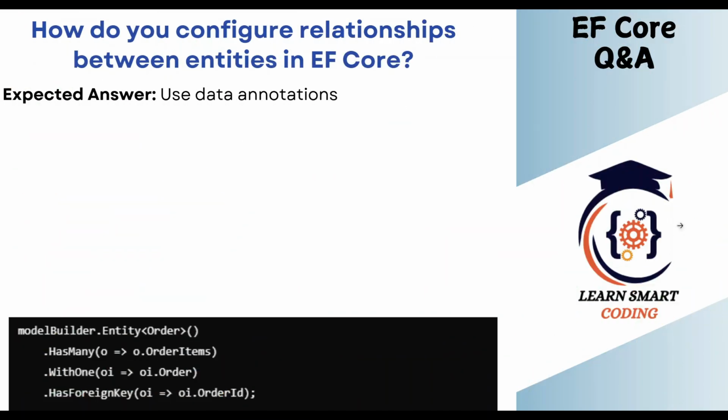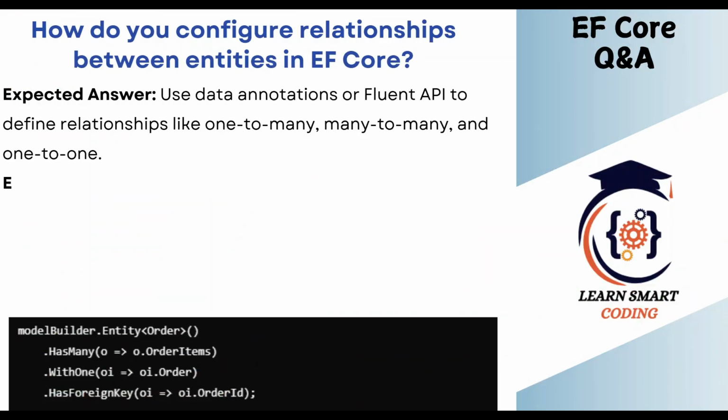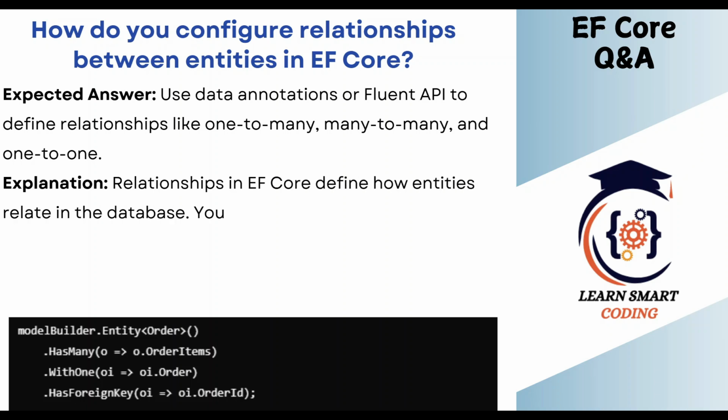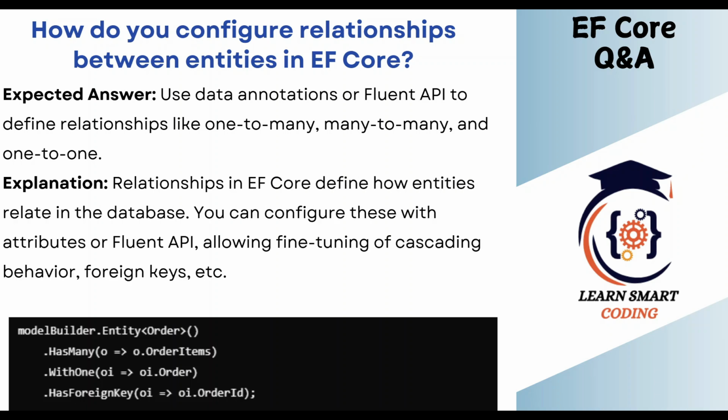Okay. The next question is, how do you configure relationships between entities in EF Core? The expected answer is either data annotations or Fluent API to define relationships like one-to-many, many-to-many, and even one-to-one. If you look at this, we have so many applications developed, and in the DbContext class we build the model builder, where you define these kinds of things.